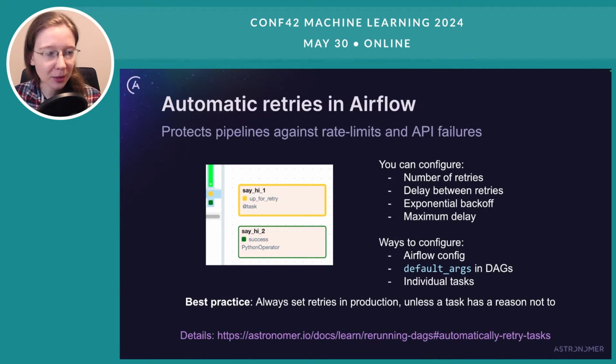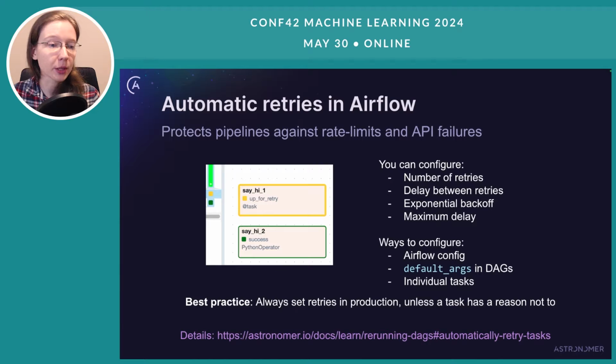All right, now we're writing Pythonic Airflow DAGs. Let's protect against API failures and rate limits. When I was creating the demo for this talk, I actually rate limited myself. I ran into this exact problem. So what you can do is configure automatic retries. And this is really a best practice in production. You always want retries configured unless for a specific task, there's a reason why you do not want this task to automatically retry. You can, of course, configure the number of retries.